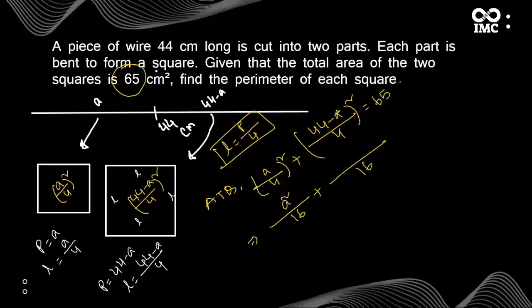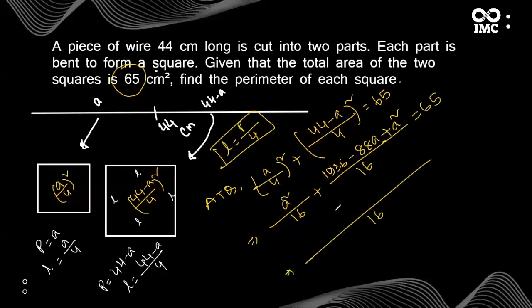Okay. So 44 square. So what is 44 square? That will be 1936 minus 2 into 44 into A, that will be 88A, plus A square, equal to 65. Now 16 is the denominator. So here the LCM of these two denominators will be 16. So we need to add the upper one. So A square plus 1936 minus 88A plus A square will be 65.